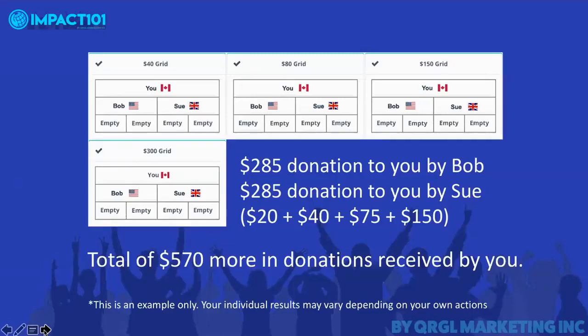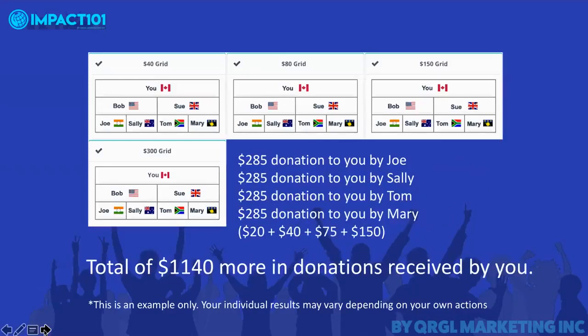And now when Joe, Sally, Tom, and Mary help their 2 find their 2, they're going to do the exact same thing. They'll complete their grids. They'll use the $810 they received to re-enter the first 3 grids for $270. They're going to enter the $300 grid, and they're going to put $240 towards whatever they're raising funds for.